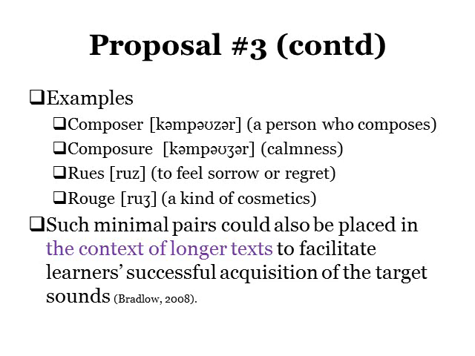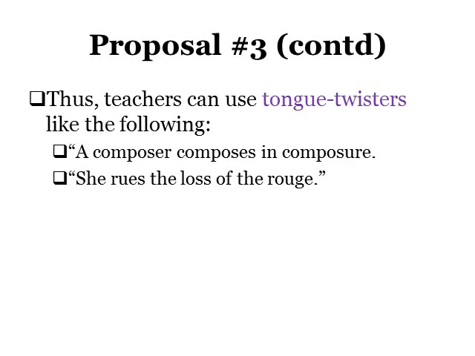For example, there are some minimal pairs like composer, composure, ruse, rouge, and such minimal pairs could also be placed in the context of longer texts, for example, in full sentences, because practicing contextualized speech samples rather than isolated words could be much more helpful in this regard. Thus, teachers can use tongue twisters like: a composer composes in composure, she rues the laws of the rouge.